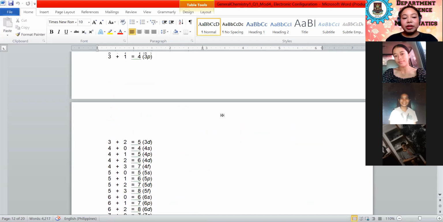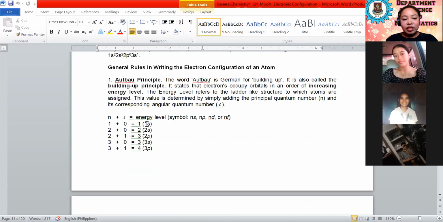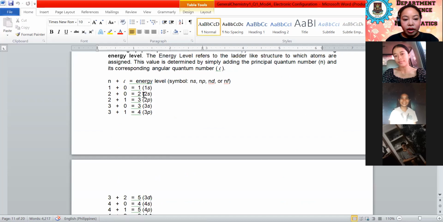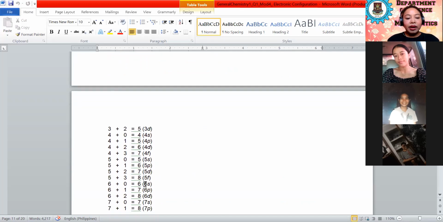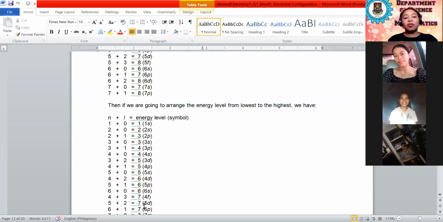So kung imong nabantayan, the energy levels here are not arranged from highest to lowest. We have 1, 2, 3, 3, 4, 5, 4. Nibaba siya 4, 5, 6, 7, 5. 6, 7, 8. Nibalik og 7, ay 6, 7, 8. Nibalik og 7, 8. So, wala siya na-arrange.